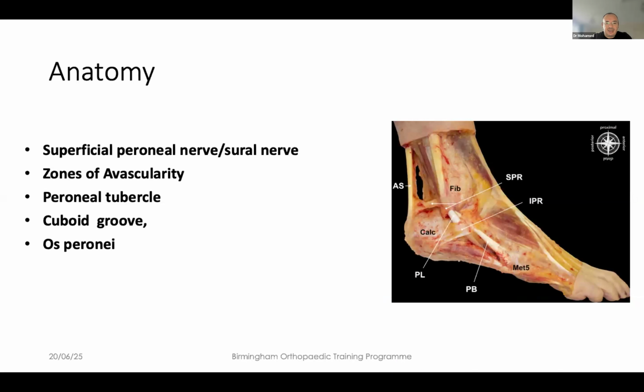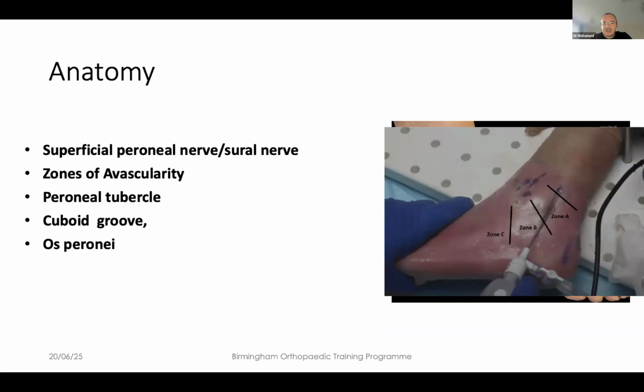We need to speak about the peroneal tubercle, the cuboid groove, and the os peroneum. The zone of avascularity, as you can see here, is the area where the tendon turns around the bone in the retromalleolar groove and around the tip of the lateral malleolus. So there are three zones where the tendon's blood supply is not the best. That's why it's the commonest area to have pathologies, especially tenosynovitis.